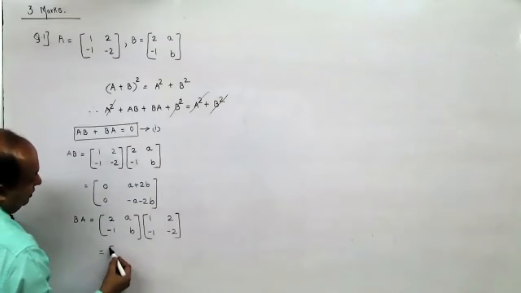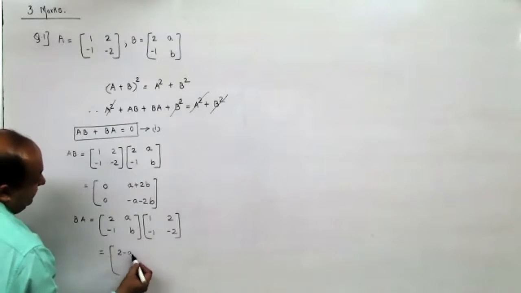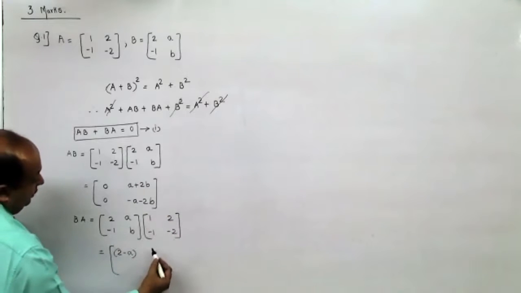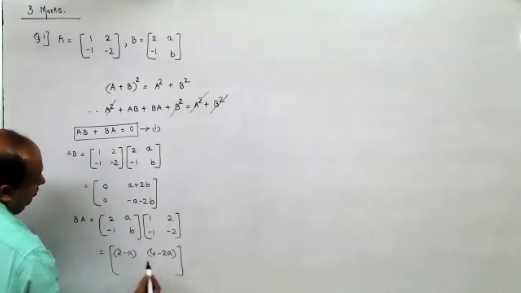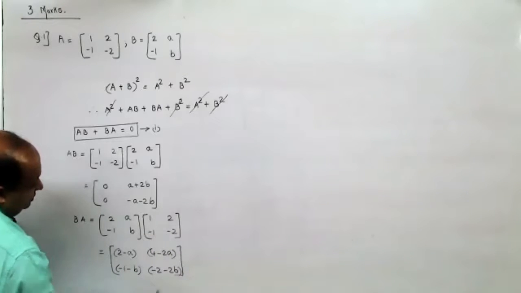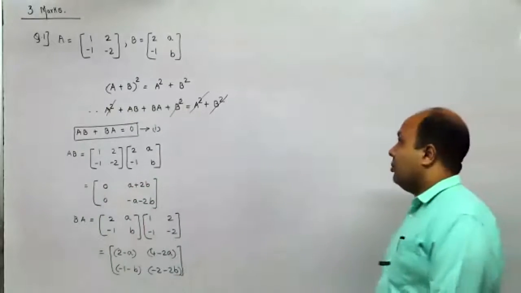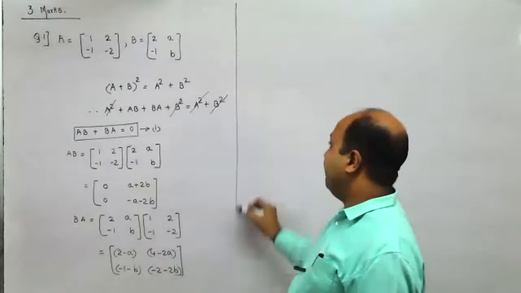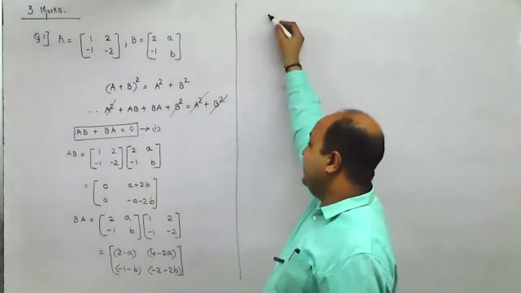And this would be 2 into 1 minus a. So 2 minus a. This would be 4 minus 2a. Minus 1 minus b. And this would be minus 2. ab plus ba is 0.